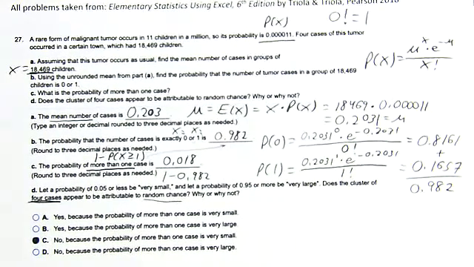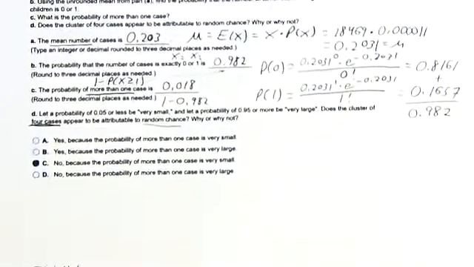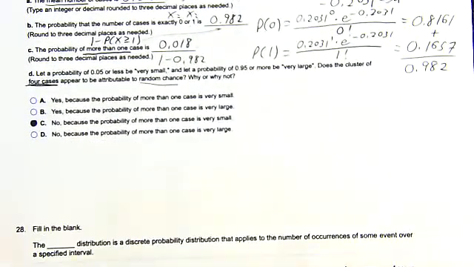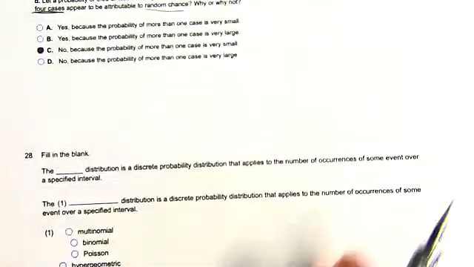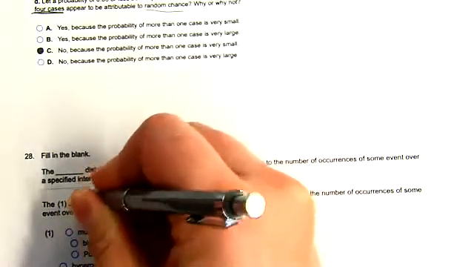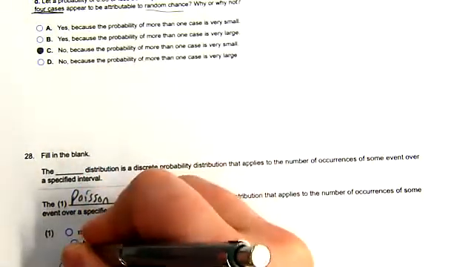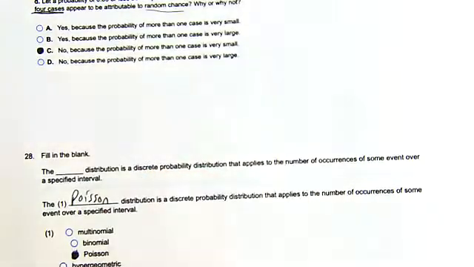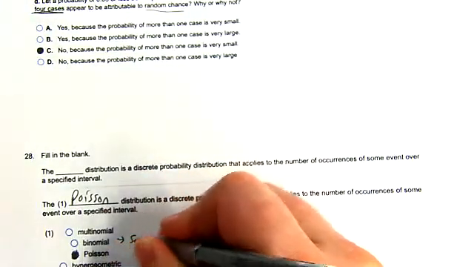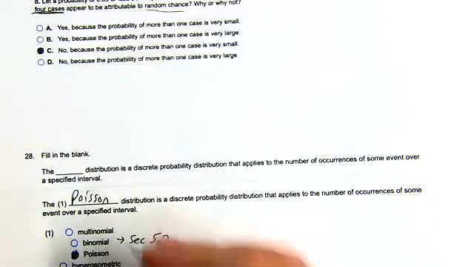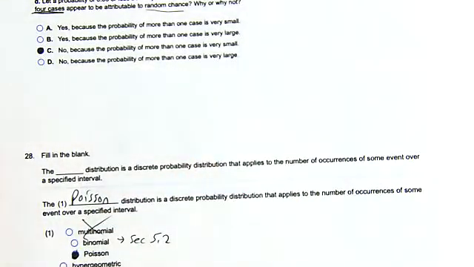Okay, 28. Fill in the blank. The blank distribution is a discrete probability distribution that applies to the number of occurrences of some event over a specific interval. Well, what have we been talking about all day? Poisson. That's been the theme of the whole day. Binomial, we studied in section 5.2. Multinomial, we'll never even look at that. Hypergeometric, we won't ever look at that.